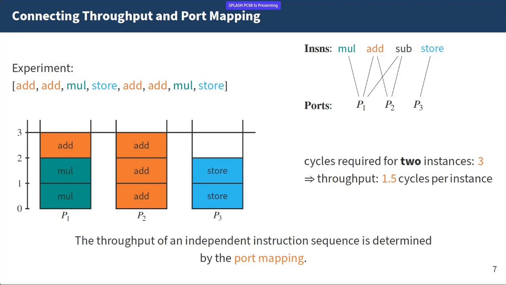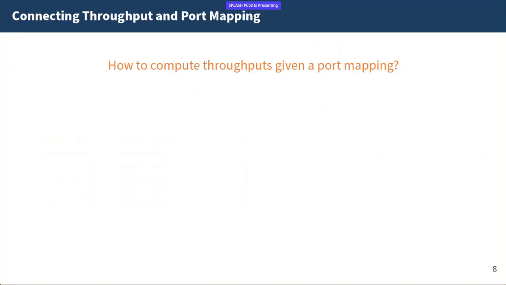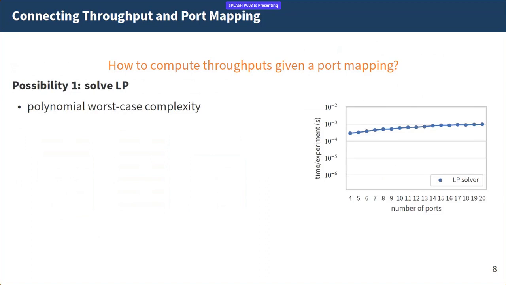So from this rather intuitive explanation of how they're connected, what can we do computationally to really connect the port mapping and the throughput? The so far known and standard way of computing throughputs according to the port mapping model, if you know the port mapping, would be to encode the constraints as a linear program, not an integer linear program. So we actually can solve these with off-the-shelf solvers in polynomial worst case complexity.